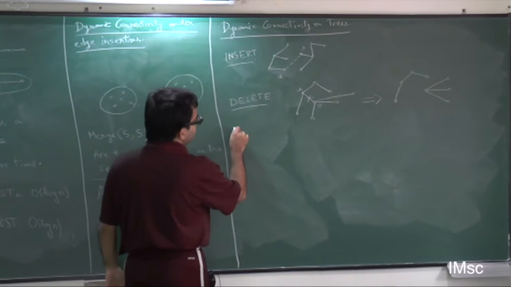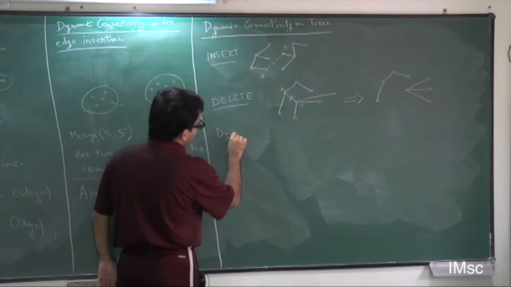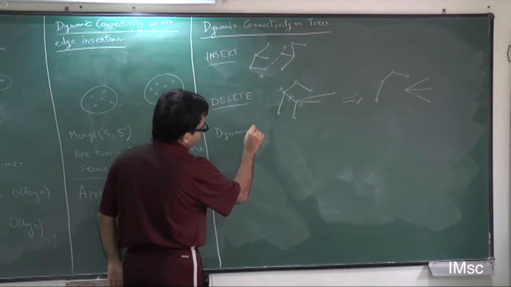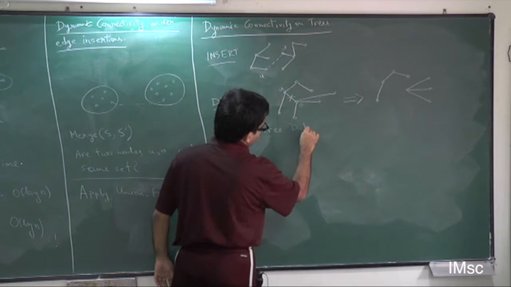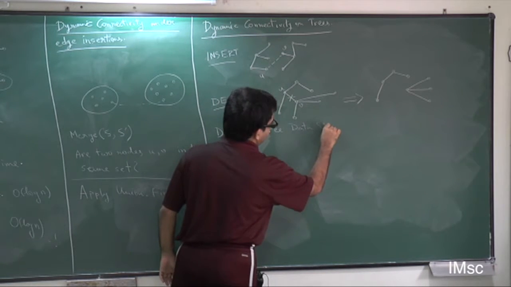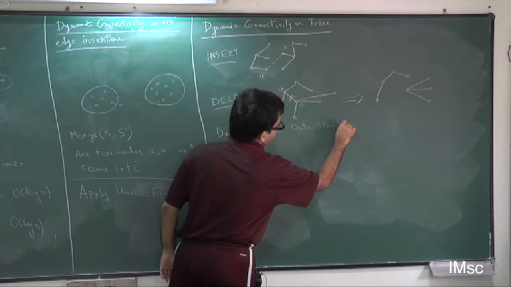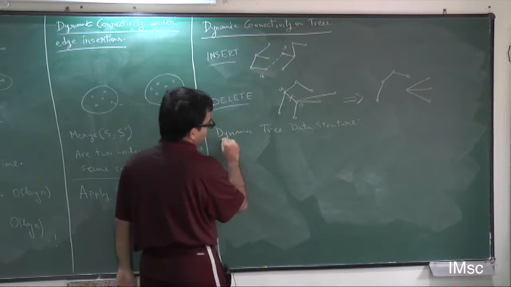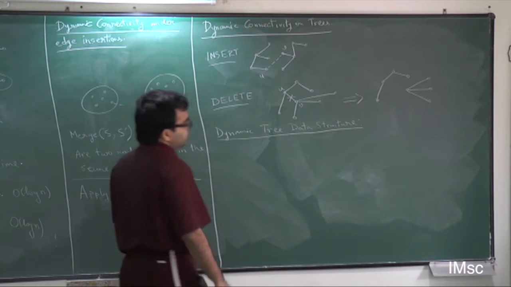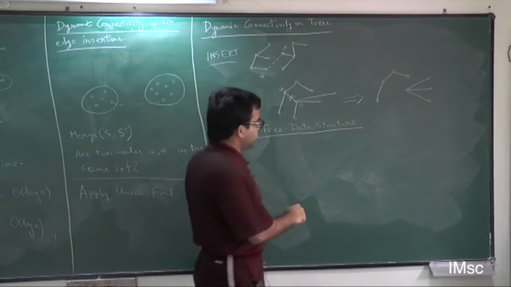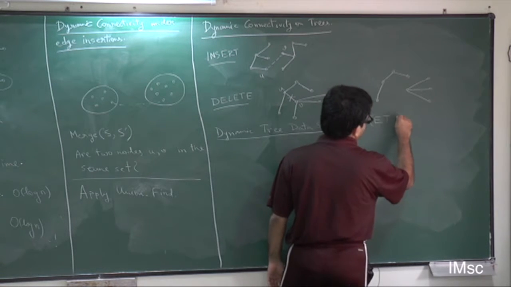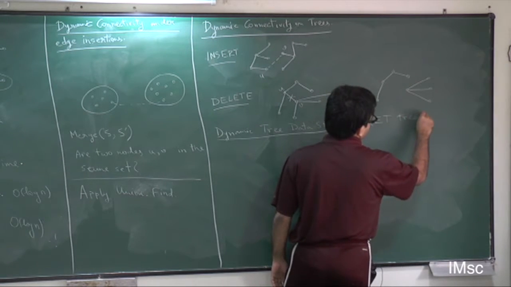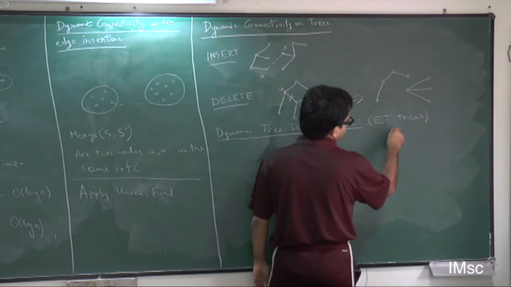Okay. So, now a data structure that handles these insert and delete operations on trees and answers these connectivity queries is called a dynamic tree data structure, and there are several of them available in the literature. But we are going to just consider one of them, the simplest one. It is called ET trees. ET stands for Euler tour.